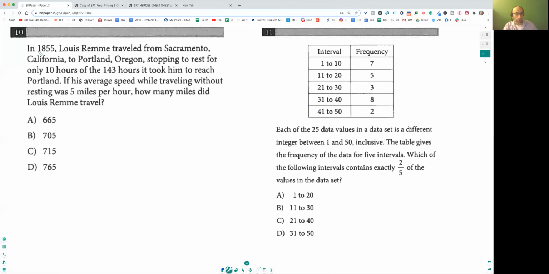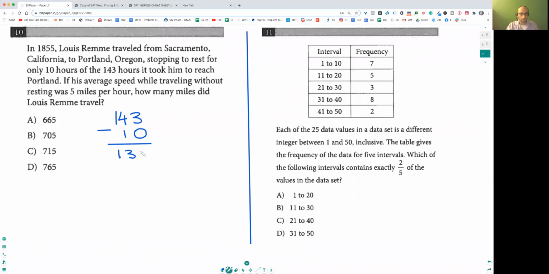All right, let's see what they're doing here. He stopped to rest only 10 hours. Guys who finished this, move on to this one. Meanwhile, I'll explain what's going on with question number 10. He stopped to rest only 10 hours out of the 143. So he has 143 hours, and out of that, he stopped to rest for 10. So how many hours did he travel? 133. So 133 hours he traveled. And now this is super easy.